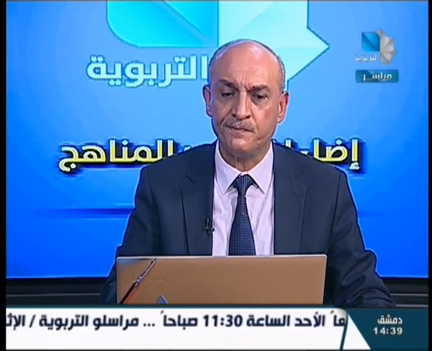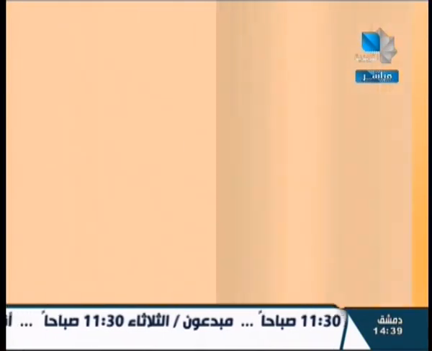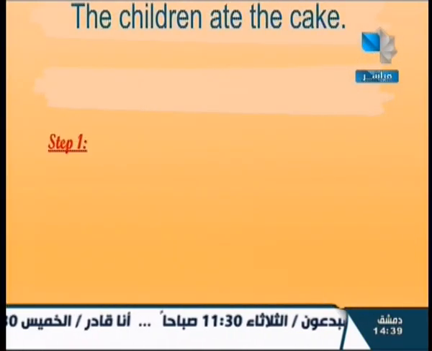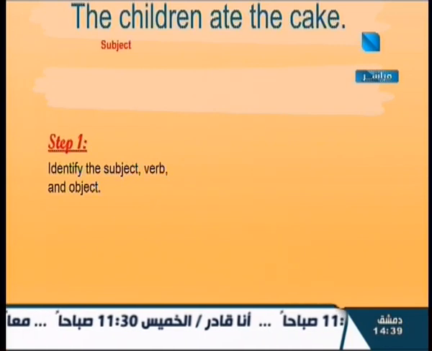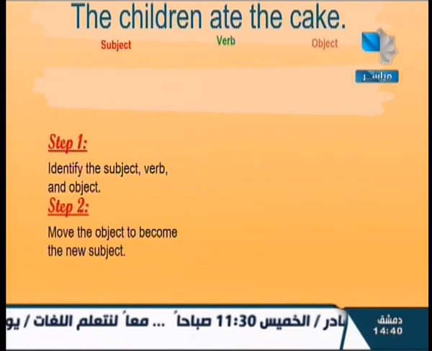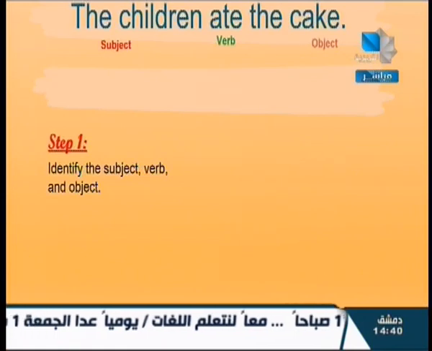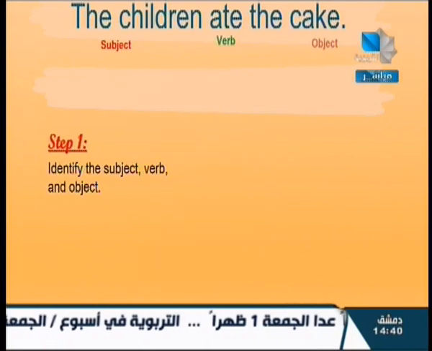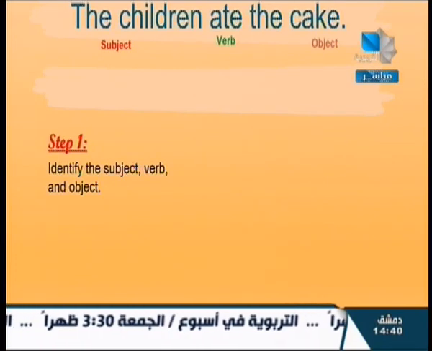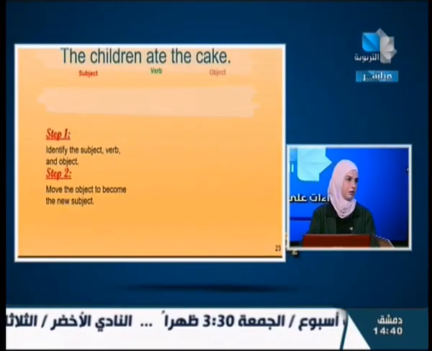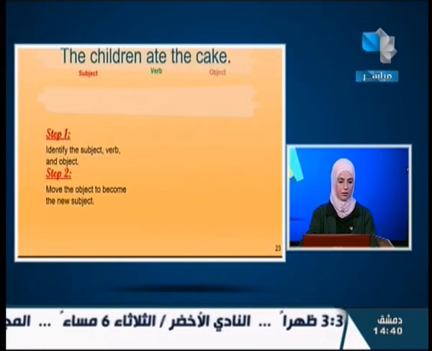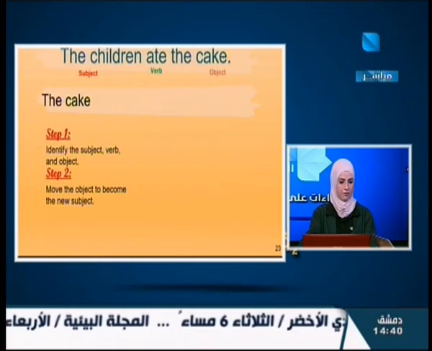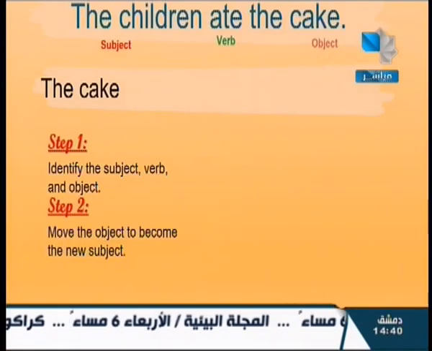Yes, please. Let's start by talking about the steps of making a sentence in a passive form. We have a sentence here: the children ate the cake. Step 1, we have to identify the elements of the sentence, I mean the subject. It's the children here. We have the verb, ate, in the past simple, and the object, the cake. This is the first step. Then, we have to move the object to become the new subject. The object here is the cake. We put it at the first. So we use the object as a subject, simply.